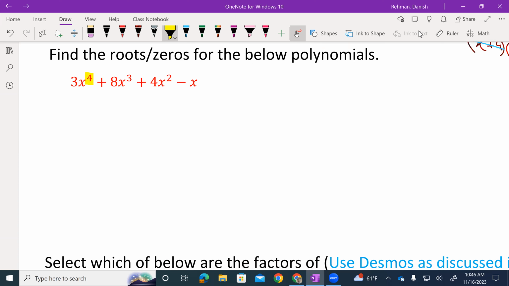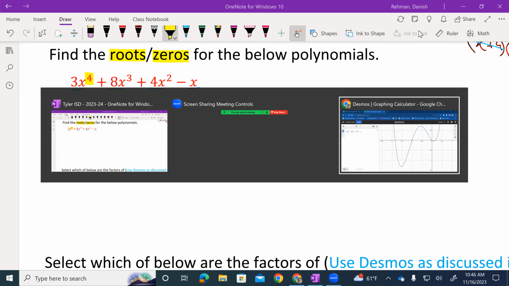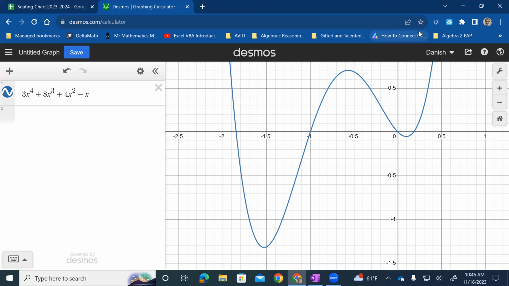How many terms do we have over here? We have 1, 2, 3, and 4 different terms. My concern here is to figure out how we can find the roots or the zeros for this polynomial. Quite an easy thing. I suggest you look for those points where the curve intersects the x-axis, the x-intercepts. So we will go to Desmos.